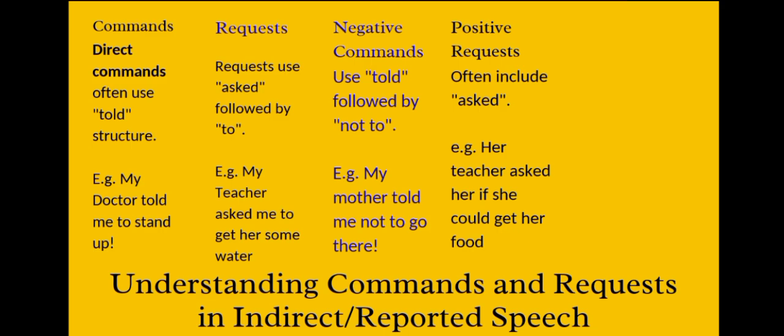Now we have requests. Requests use "asked" followed by "to." Example, my teacher asked me to get her some water. So you can see "asked" and you can see "to." That's the reported speech. Negative commands, we use "told" followed by "not to." This is a negative command. So it's someone commanding you not to do something. Example, my mother told me not to go there.